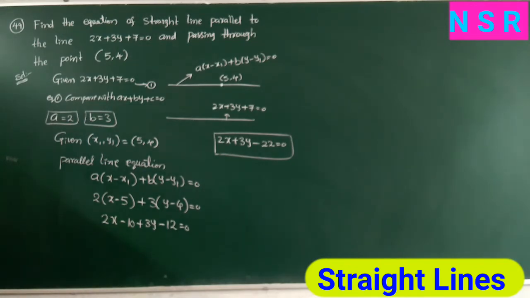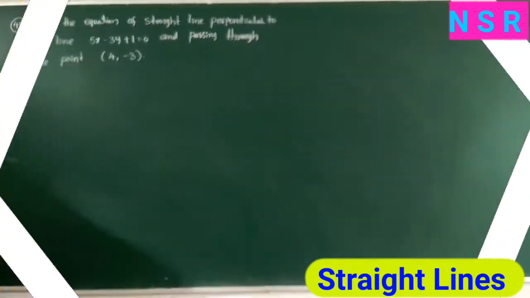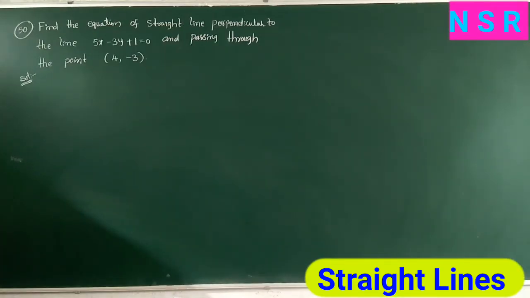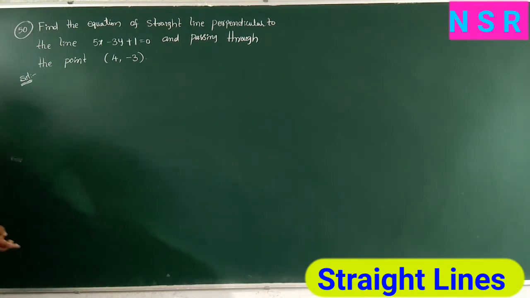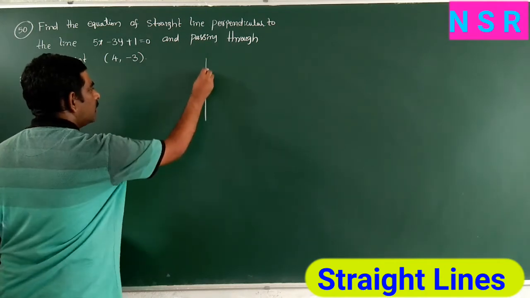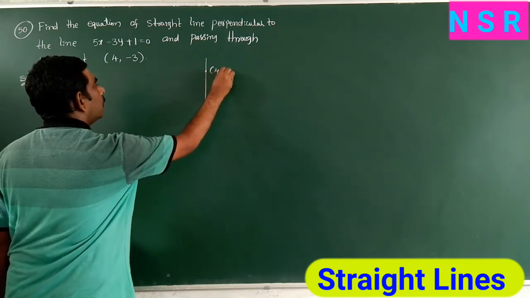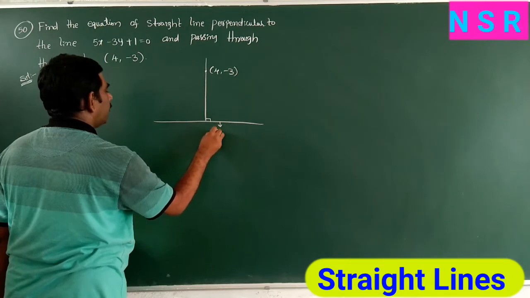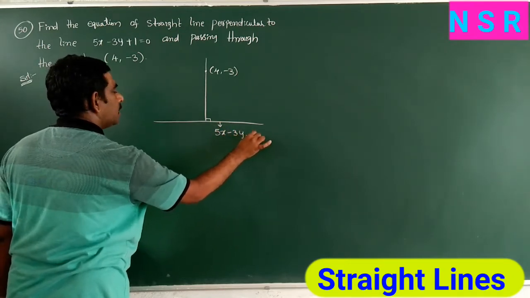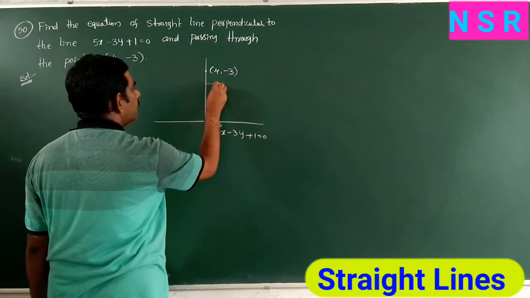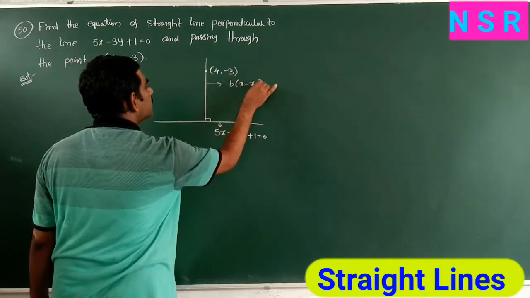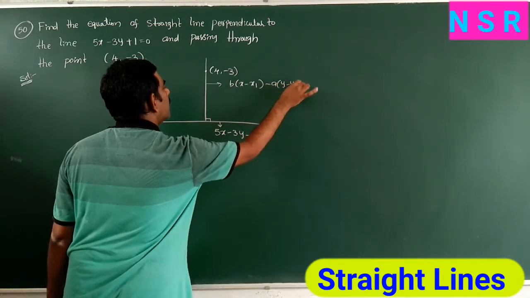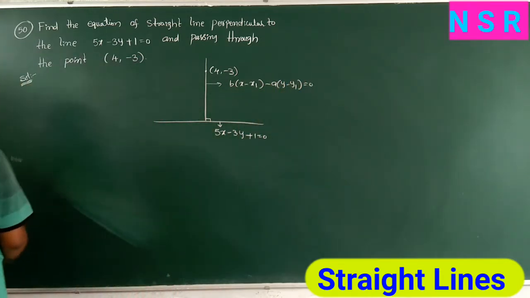So we are using the formula a into x minus x1 plus b into y minus y1 equal to 0. Next, question number 50. Find the equation of the straight line perpendicular to the given line and passing through the given point. Here we have to find this line equation. This line passes through the point 4 comma minus 3, and it is perpendicular to the line 5x minus 3y plus 1 equal to 0. Then this line equation becomes b into x minus x1 minus a into y minus y1 equal to 0. So this is the perpendicular line equation.